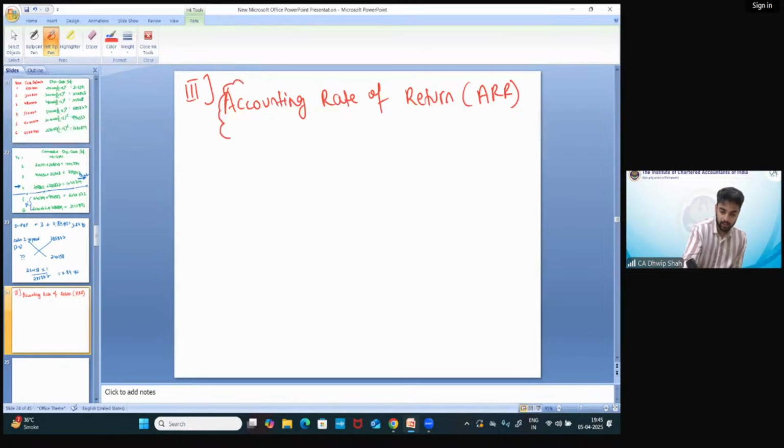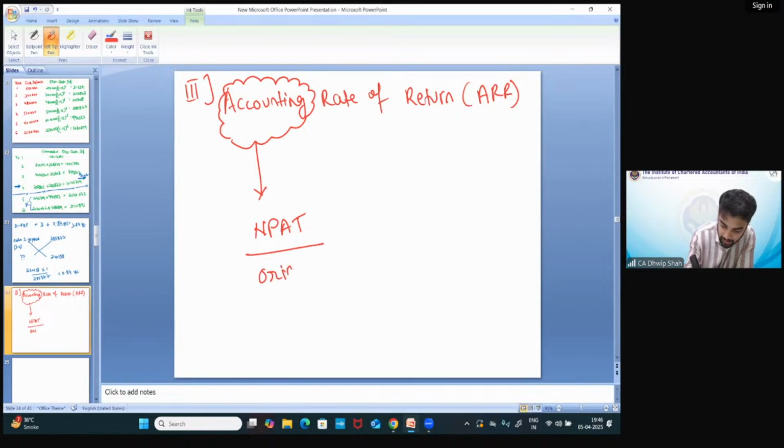Here, this is the only technique of capital budgeting that gives high significance to accounts and not finance. मतलब जब जब accounts की बातें आएगी ना, significance would always be on net profit rather than cash inflows. Are you getting this? This is the only technique of capital budgeting that gives significance to accounting profit rather than cash flows. So the formula of accounting rate of return or average rate of return is NPAT divided by original investment. This is the simple formula.